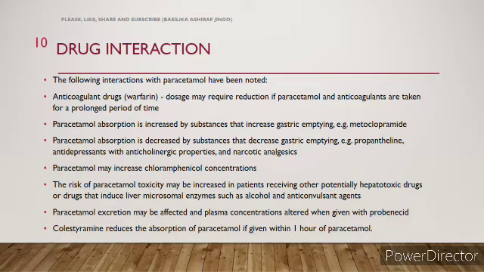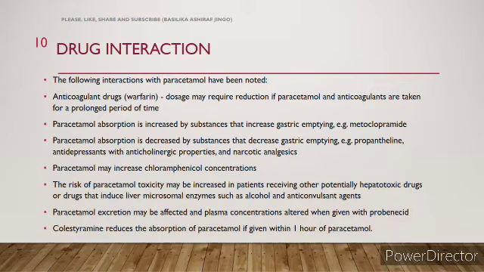Then paracetamol excretion may be affected, as plasma concentrations are altered when given with probenecid. So probenecid is a drug used to treat people with gout. So when do we give this? It's when you have a patient with decreased output of uric acid in the body. So probenecid is given to increase uric acid excretion in urine.